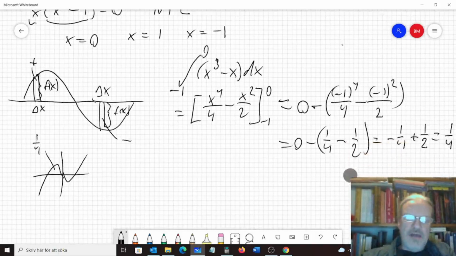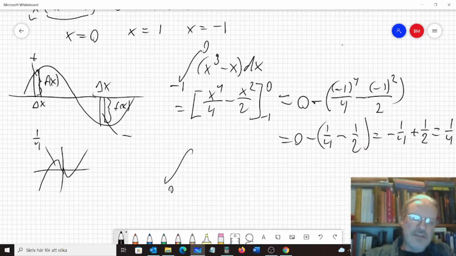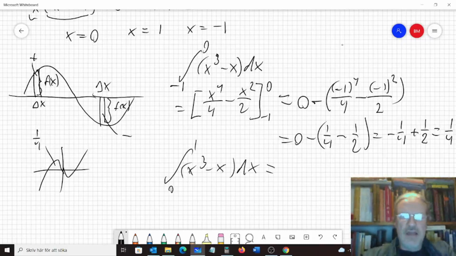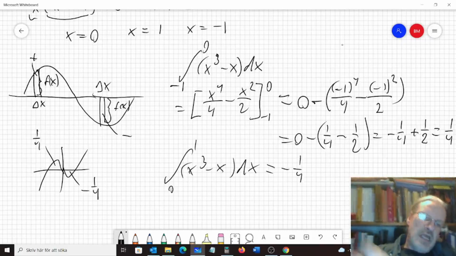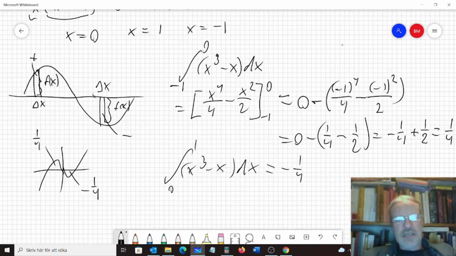And if we would evaluate the integral from 0 to 1 of x to the power 3 minus x, if you do this, you will find the area to be minus 1/4. So these two areas should be equally large, but with opposite sign, and the total area is 0.